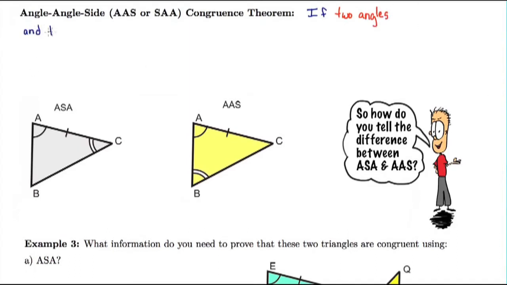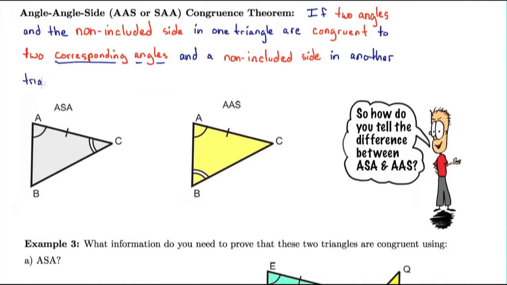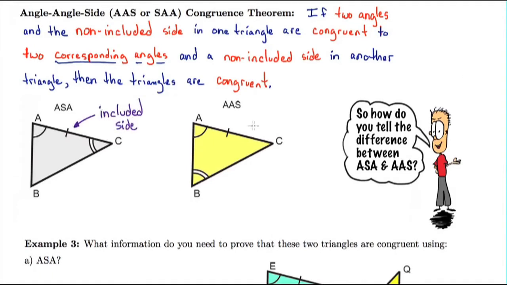Angle angle side congruence theorem. If two angles and a non-included side in one triangle are congruent to two corresponding angles and a non-included side in another triangle, then the triangles are congruent. So that's AAS. So how do you tell the difference between ASA and AAS?